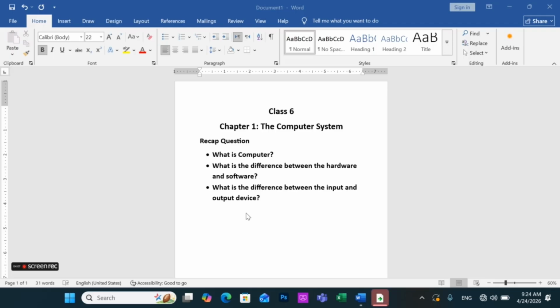So the key points that we are going to explain are what the CPU performs, how the CPU does the calculation, and how the CPU controls all the activities and instructions.